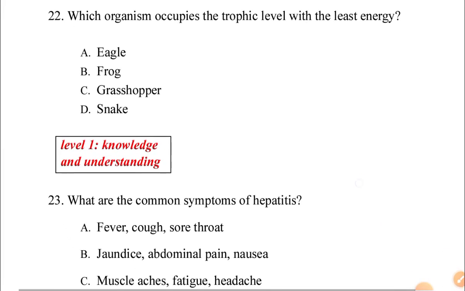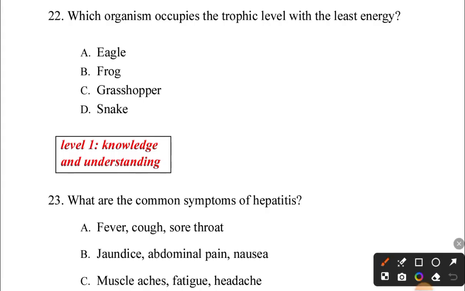Question 22. Which organism occupies a trophic level with the least energy? So A, eagle, B, frog, C, grasshopper, D, snake.